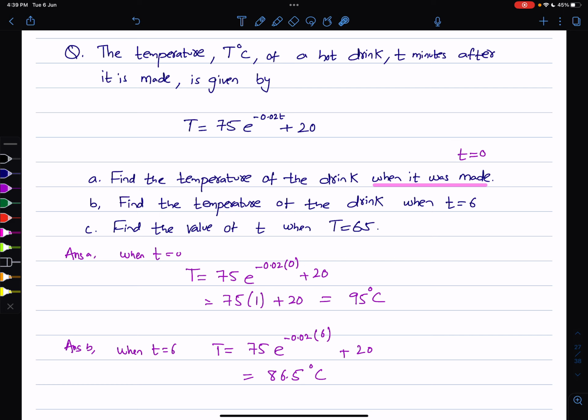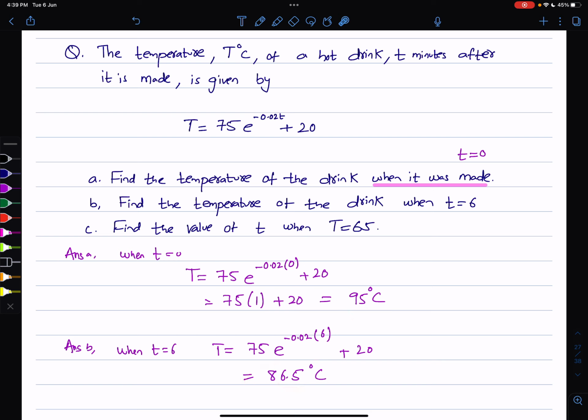So this tells us what is happening. If we leave the hot drink in the room, it's going to be affected by the surrounding temperature and it's going to lose heat, and as a result the temperature of the drink is going to go down. So initial temperature was 95 degrees centigrade. After 6 minutes the temperature reduces down to 86.5.